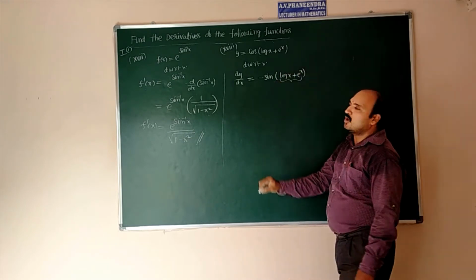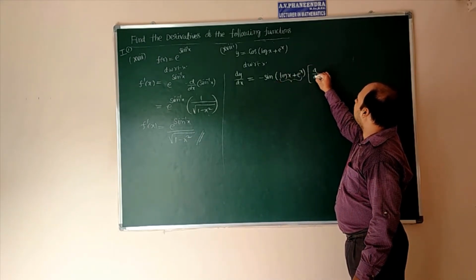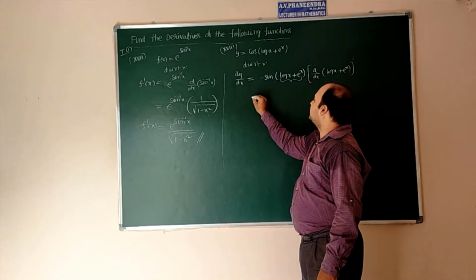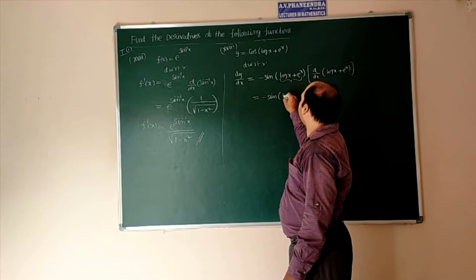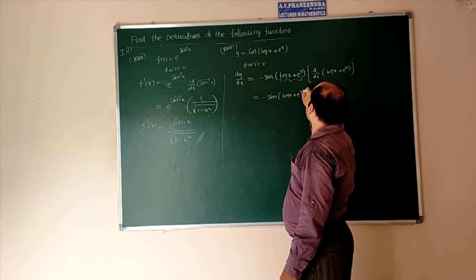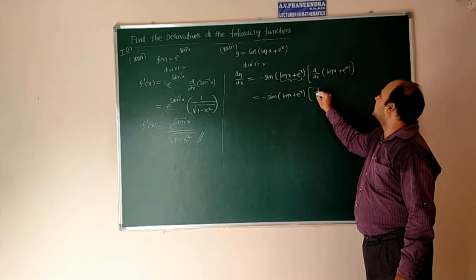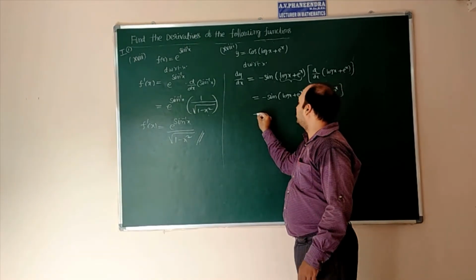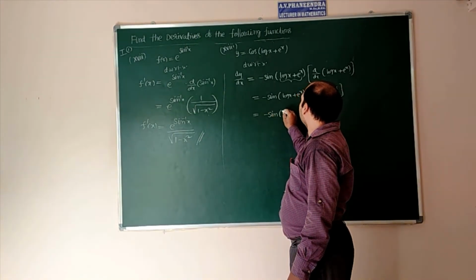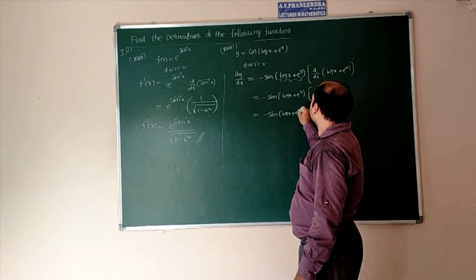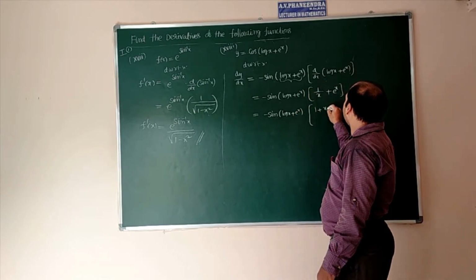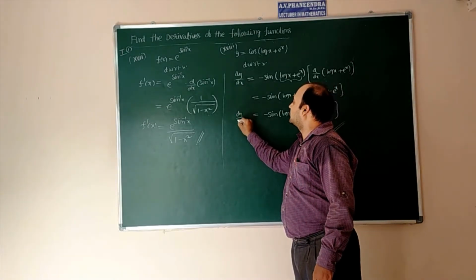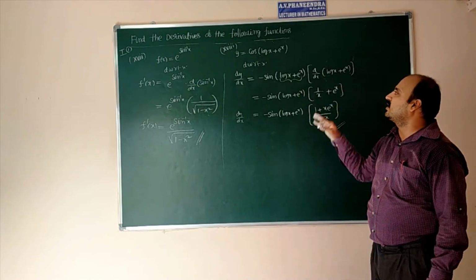Again this function is involved. Keep bracket d/dx of (log x plus e^x). So which is equal to minus sine of (log x plus e^x) into, keep bracket, d/dx of log x is 1 by x plus d/dx of e^x is e^x, which is equal to minus sine of (log x plus e^x) into (1 plus x e^x) divided by x. After taking the LCM, you have to get that dy/dx. This is the way to solve these types of problems.